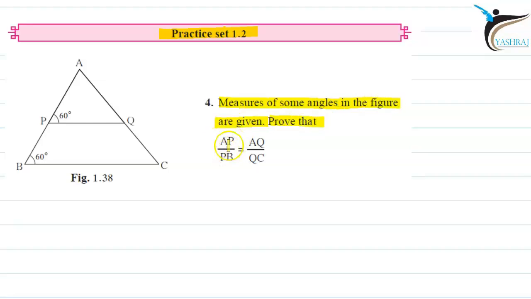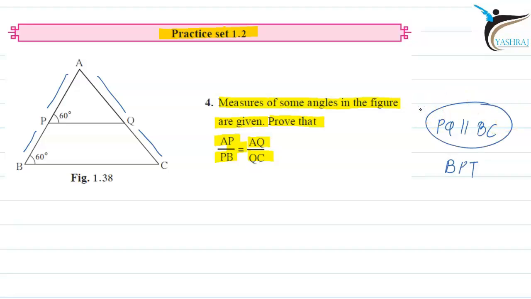Prove that AP divided by PB equals AQ divided by QC. Look at AP, PB, AQ and QC. That means ultimately we have to use the basic proportionality theorem. But for the basic proportionality theorem, firstly we must have that the segment PQ is parallel to BC. So first try to prove that PQ is parallel to BC.